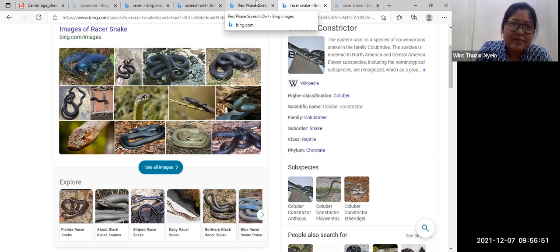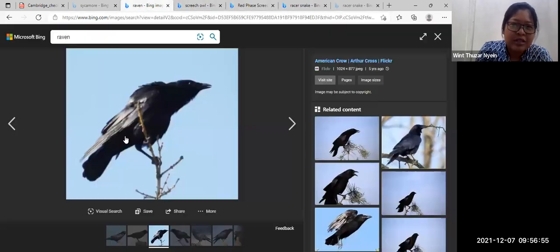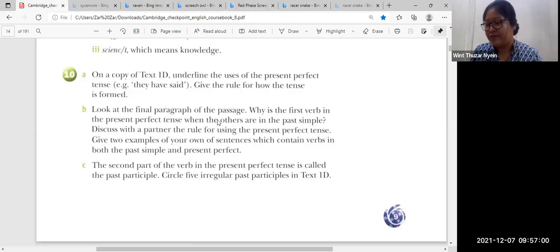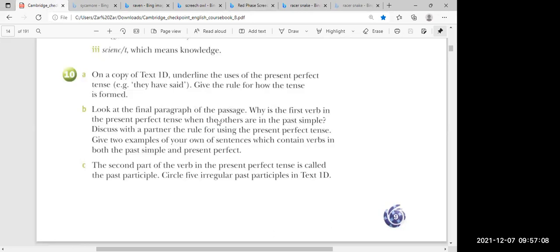Okay, and you will see this is a screenshot and the next one is Raven. Okay, you may start your reading right now. And the last animal you will find in the passage. But the photo is black and white, so we can't see clearly, and it's really blurry.